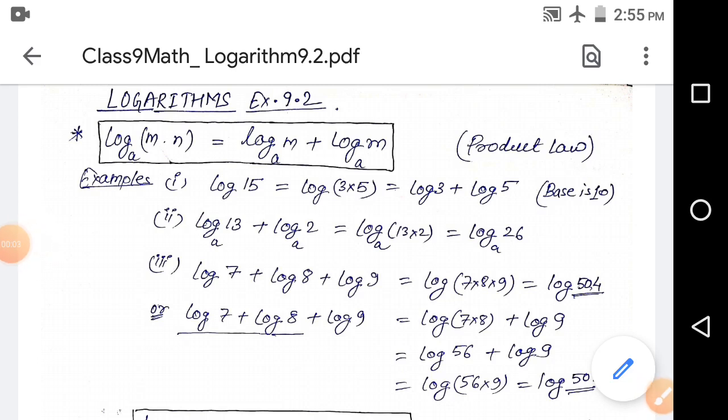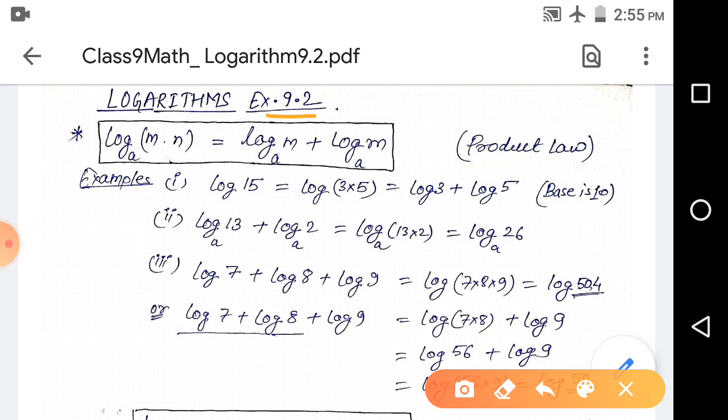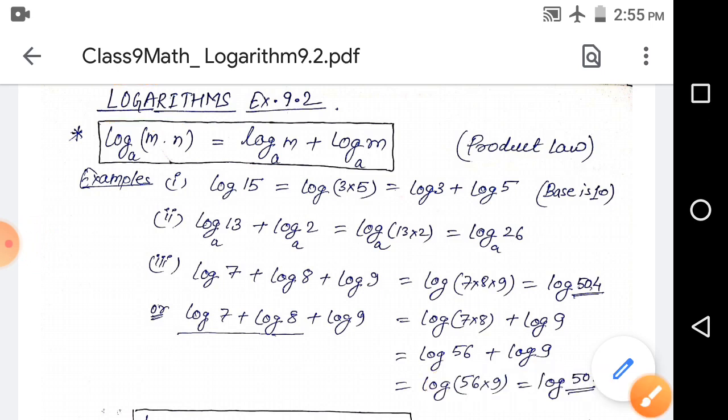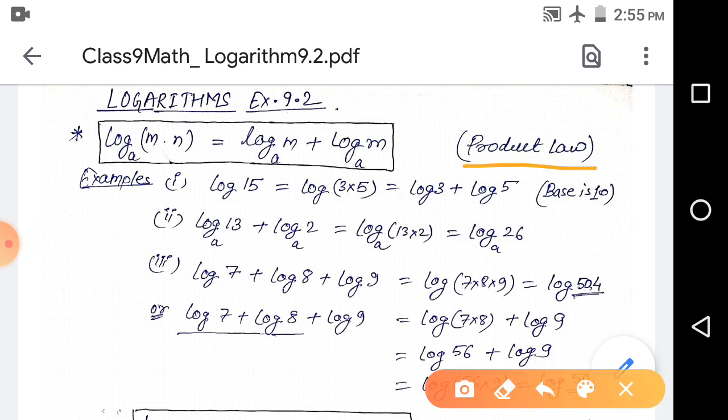Here in this video we will solve the maths from exercise 9.2, which is of the chapter Logarithm of class 9 maths. We have three basic laws for logarithm, and we are starting here with the product law. Product law means the product of two terms m and n. So we have log base a of m into n, the product of m and n.